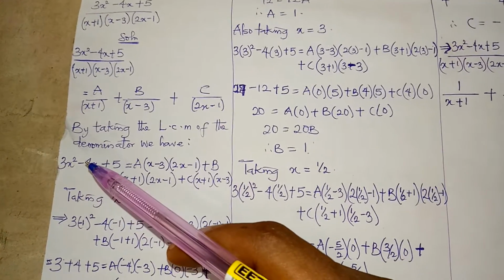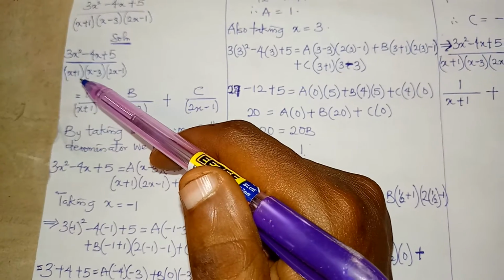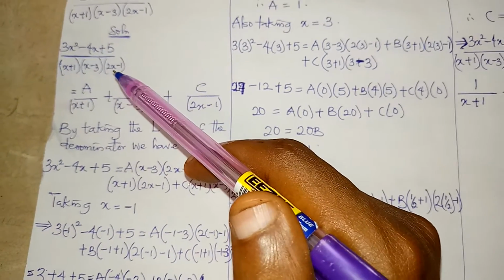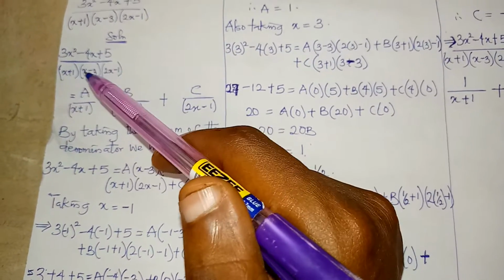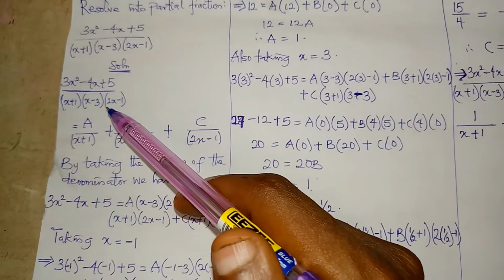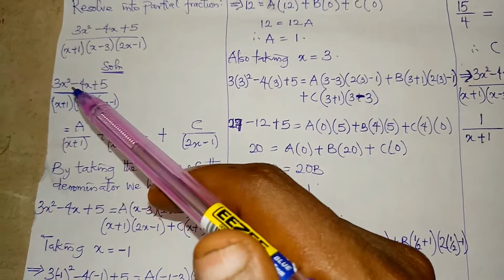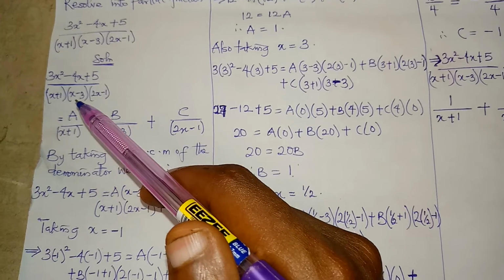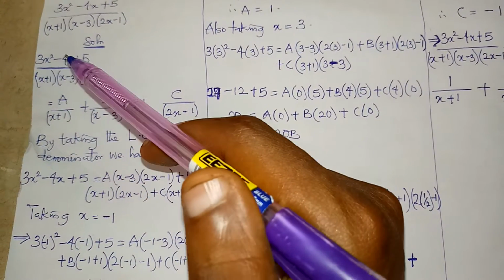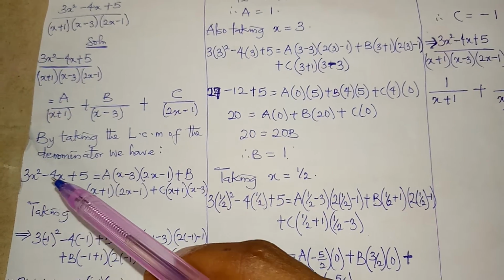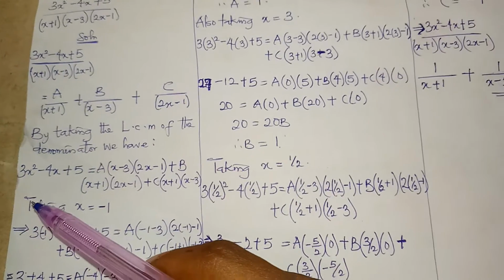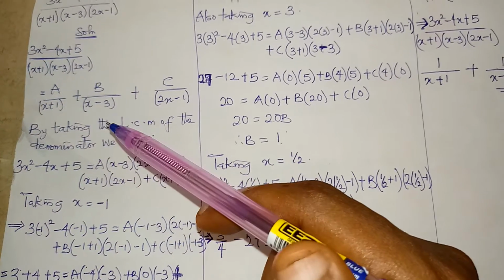Taking the LCM of the denominator, since our denominator is (x plus 1)(x minus 3)(2x minus 1), I want to make our numerator linear. So I will divide the denominator by the same value. If I divide this by this, I will have 1. So 1 multiplied by 3x squared minus 4x plus 5 gives us 3x squared minus 4x plus 5. That's for the left hand side. Then we move to the right hand side.